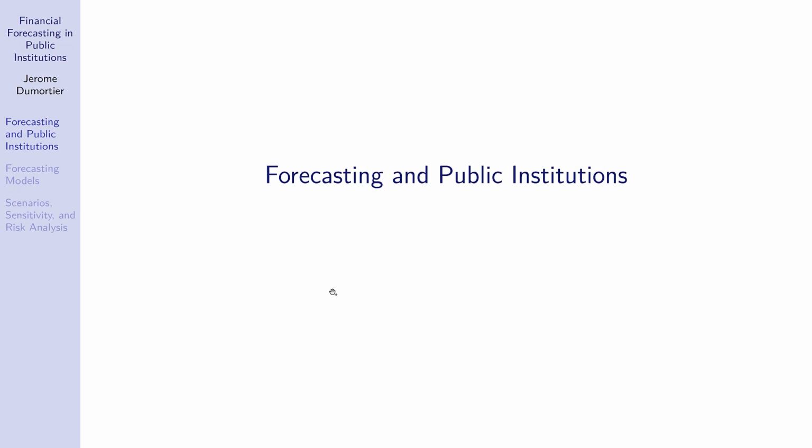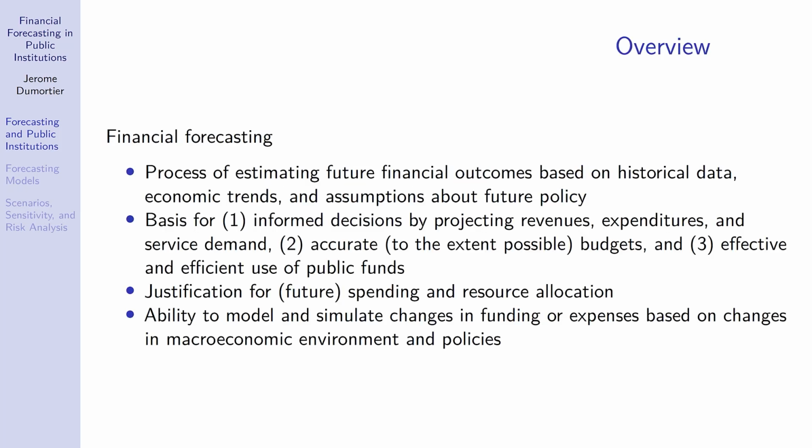So let us look at forecasting and public institutions. Think about financial forecasting as the process of estimating future financial outcomes based on historical data, economic trends, and assumptions about future policy. Those financial forecasts are important because they form the basis for informed decision making, because you are projecting revenues, expenditures, and service demand. You are going to need them to accurately build budgets, and note that we have seen this in the past. Financial forecasting also ensures that public funds are used effectively and efficiently.